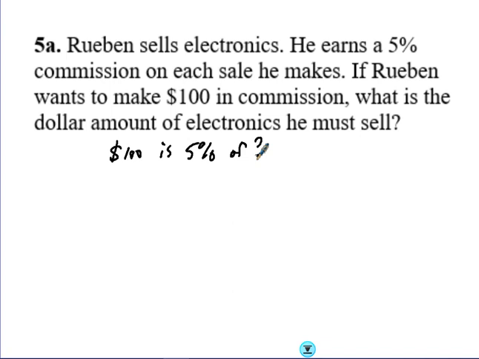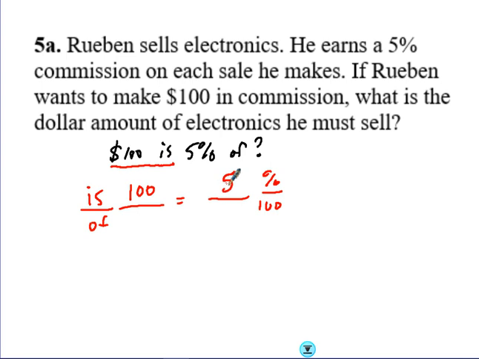So this actually makes it a little easier to say it this way, because I go back to my formula, is over of equals the percent over 100. When I say 100 is, that means I already know that the 100 must go in the is spot. So 100 is 5% of what, the what I don't know. So that's an X, and my 100 is obviously here. So 100 is 5% of what number?